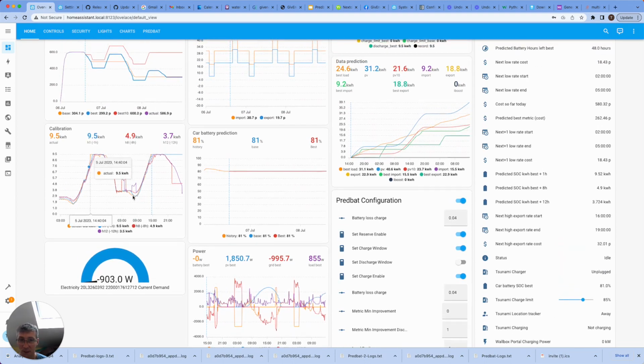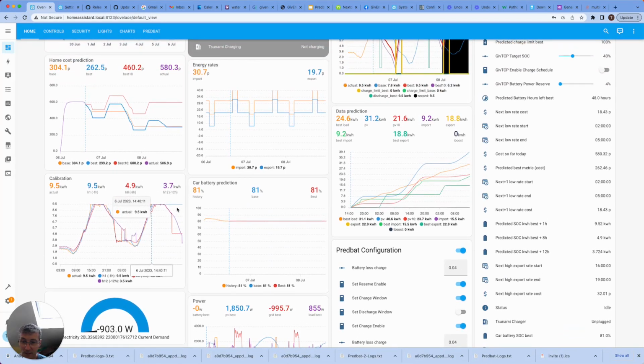So that's what all the charts are about. You can also have a look at the diagrams on the README file as well.